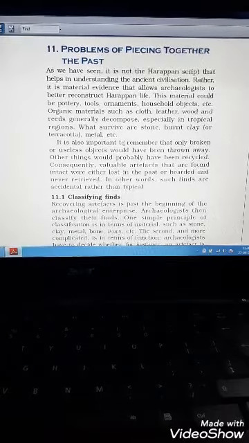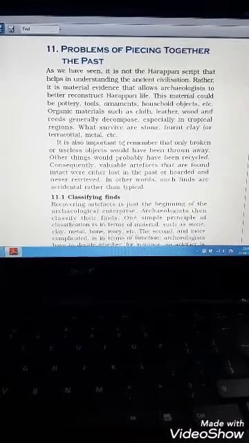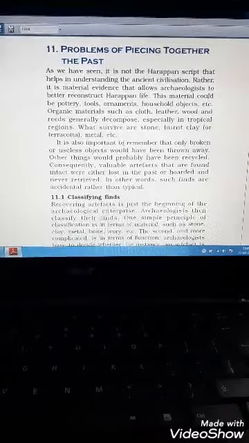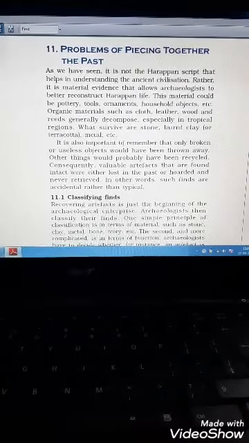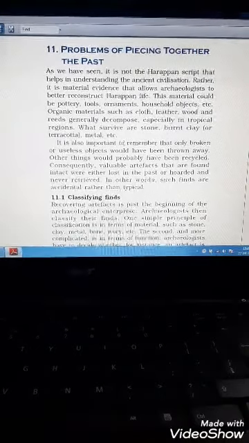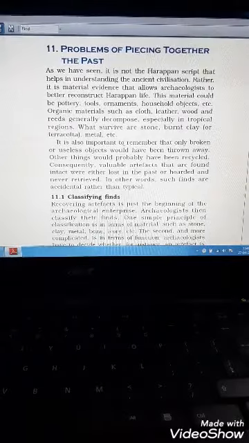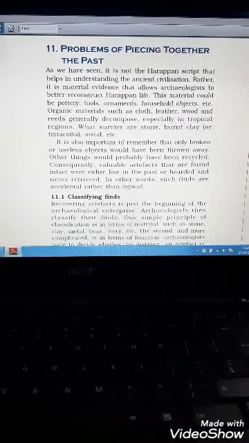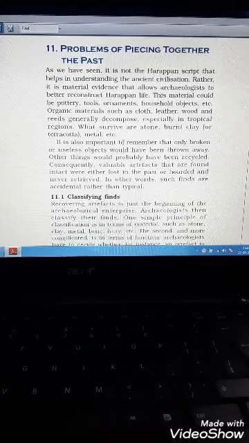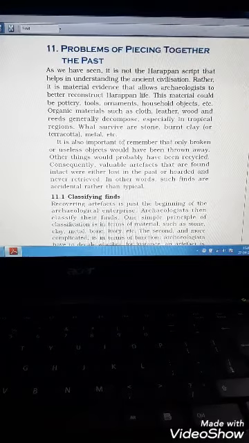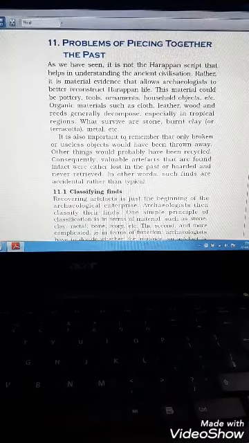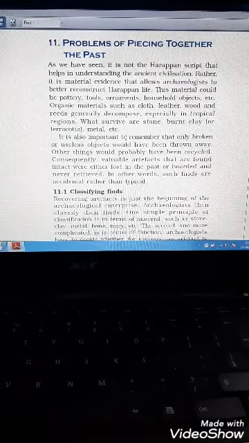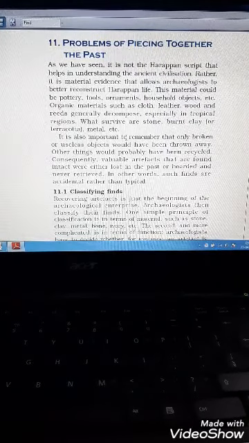because the Harappan script was undeciphered. It was not too clear. So rather than the Harappan script, the material evidence collected by the archaeologists helped them better reconstruct Harappan life. The material included pottery, tools, ornaments, household objects, and so on.